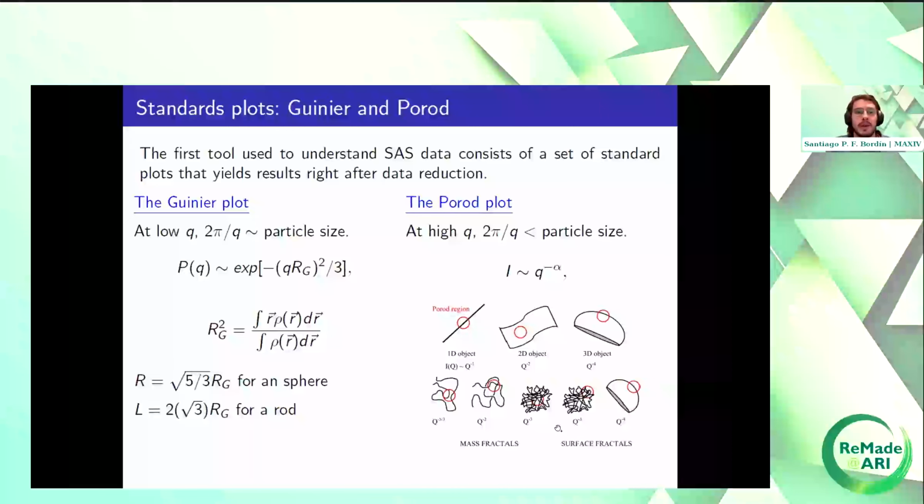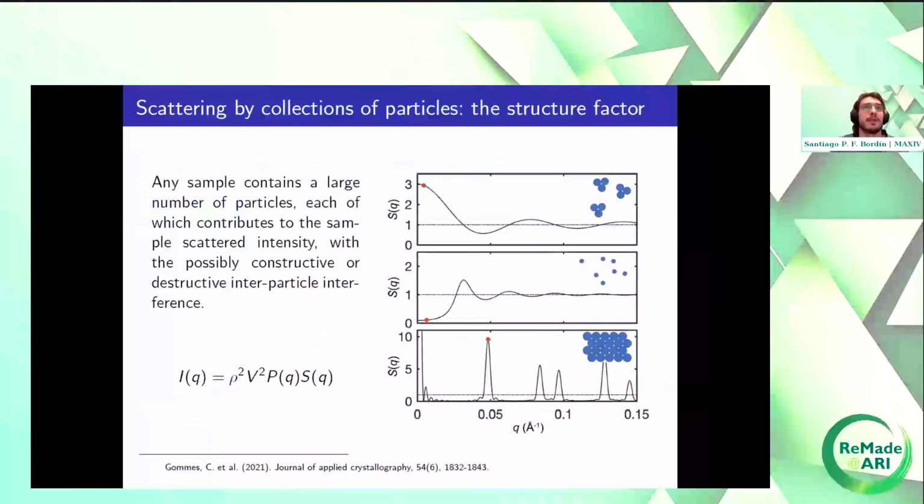And now what happens if we don't have a diluted system? We have a concentrated system or a solid, so the particles start to interact with each other. Now the intensity of the scattering will be related not only to the shape of our object, but also to the interaction between particles. So we also introduce this function, called the structure factor. This function will depend on the kind of interaction that we have between particles in our sample.